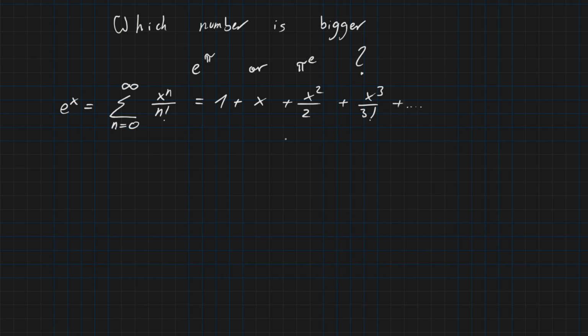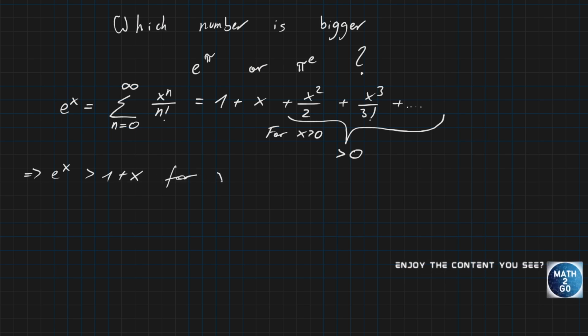Now, for x bigger than 0, this whole infinite expression is always bigger than 0. From this we can conclude that e to the power of x is bigger than 1 plus x for x bigger than 0. Yeah? So we can estimate the whole infinite sum by something smaller, namely 0, and then the whole expression e to the power of x becomes smaller, and we are remaining with 1 plus x. So that's how we see it.